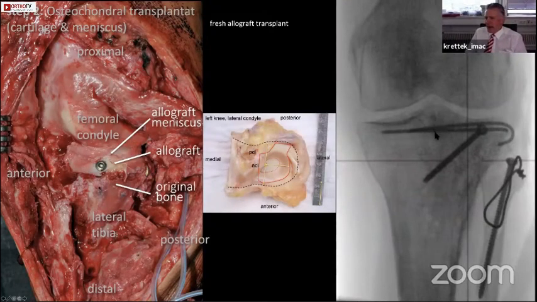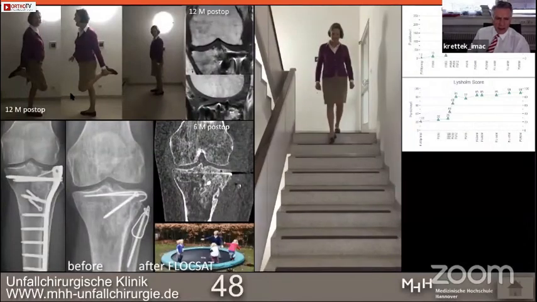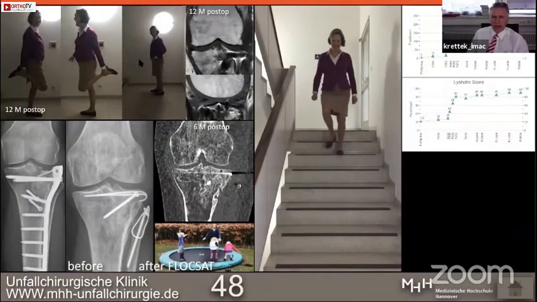This is the border between the graft and the host, and there is a lot of inherent stability, so you don't need much more fixation other than the screw and the K-wire. This is her 12 months after trauma, with a good increase of her functionality.